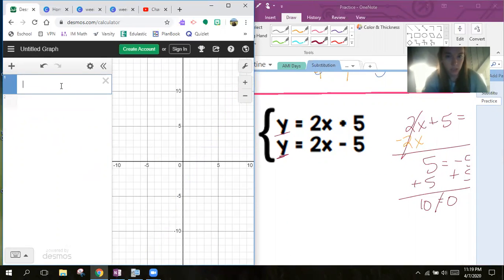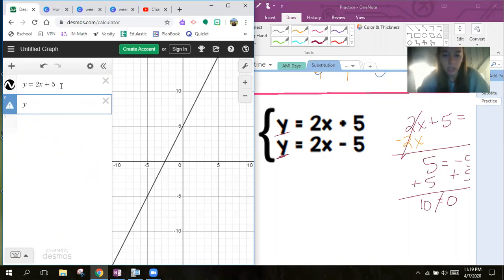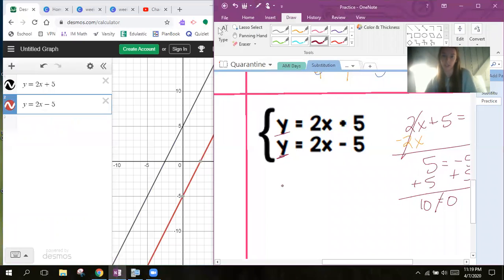Let's look. We have y equals 2x plus 5, and then we have y equals 2x minus 5. What do you notice about those two lines? They're parallel. They are never going to touch or cross, in which case that would mean that your answer is no solution. Boom. And that is the last one.